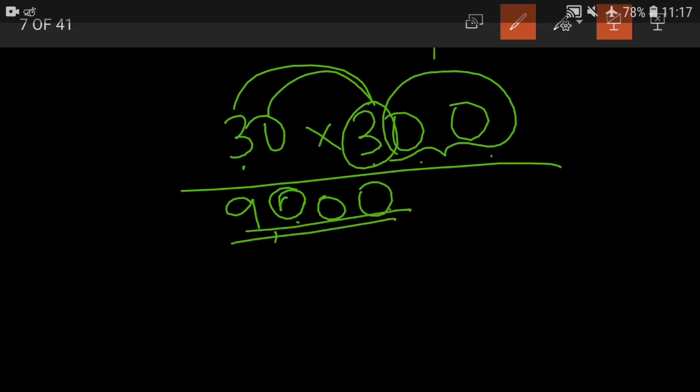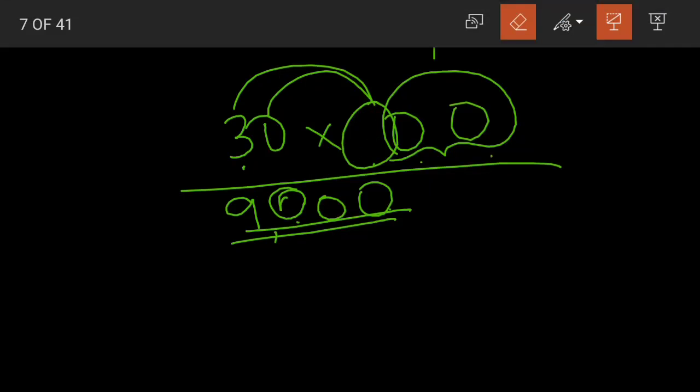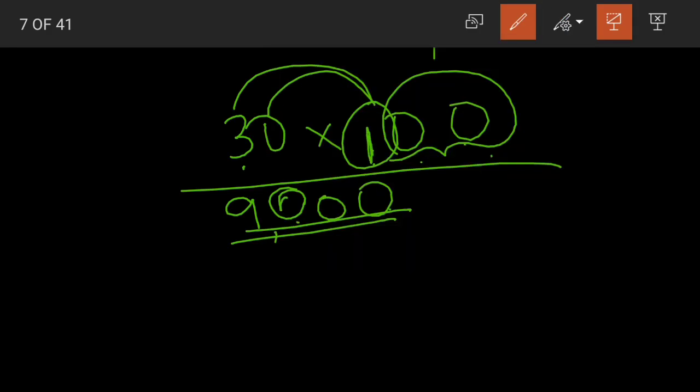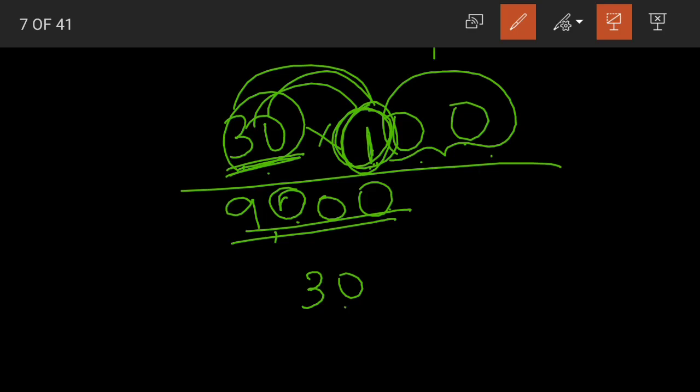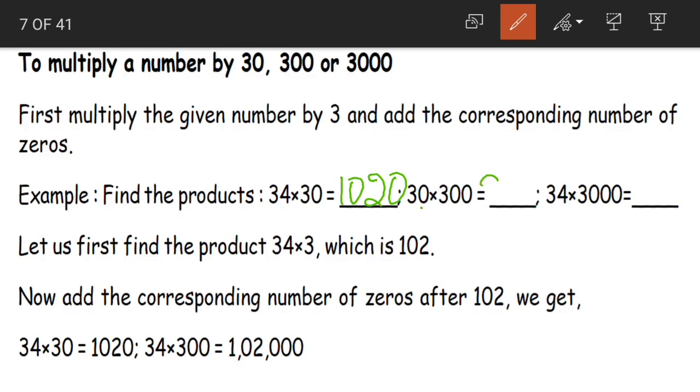Yes, the same technique that we have used for multiplying by 100 and 1000 also. See, if it was 100, what did we do? 1 times, we know that any number multiplied by 1 will be the number itself. So directly we wrote the number and then there were 2 zeros, so we added 2 zeros. But here instead of 1 we are having 3. So we need to multiply. 3 threes are 9, so 90, and then we are having 2 zeros, so adding 2 zeros. Clear children? 30 into 300 becomes 9000.